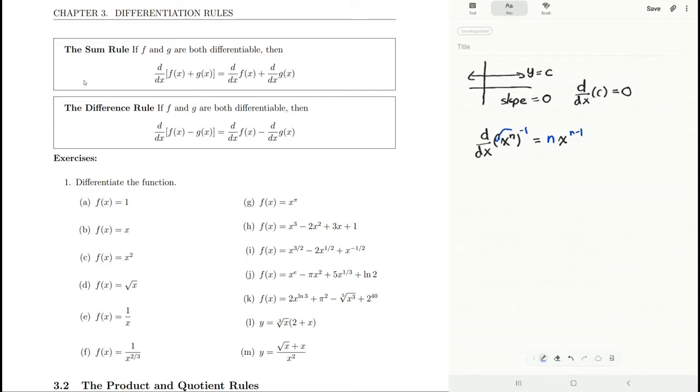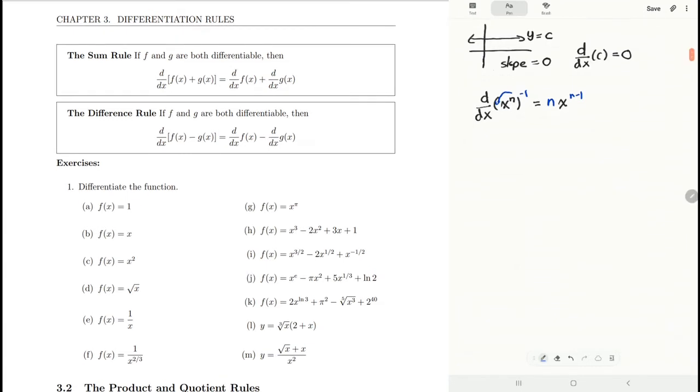A similar rule is called the difference rule. And if f and g are both differentiable, then the derivative of f of x minus g of x is the derivative of f minus the derivative of g. So the derivative of a difference of two functions is the difference of their derivatives. So we can differentiate f and g separately and then take their difference.